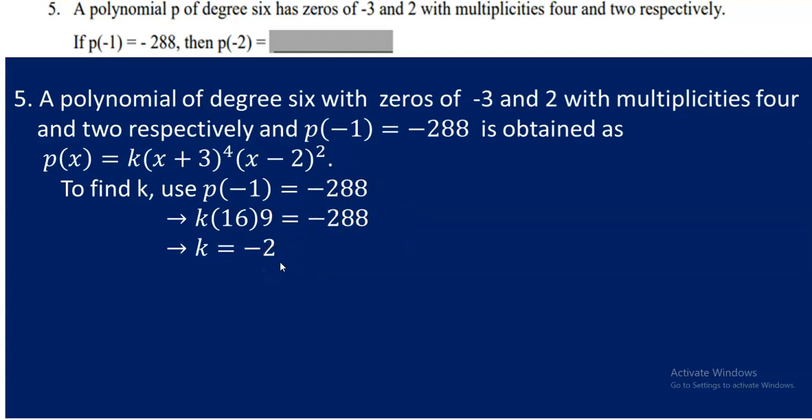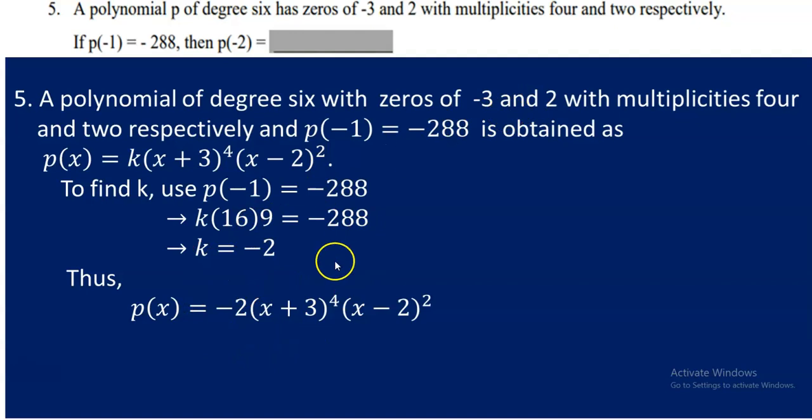Now k is obtained. Our intention is to find what p of minus 2 is. But before we determine what p of minus 2 is, let's determine the polynomial. So already minus 2 is obtained, so we can directly substitute this minus 2 in place of k. So p of x is equal to negative 2 times x plus 3 to the power of 4 into x minus 2 squared. Nothing is done. I have simply substituted minus 2 in place of k here. You see, everything comes as it is. So this is the general polynomial that we can have. Had we been asked to determine the polynomial, this could have been the answer.